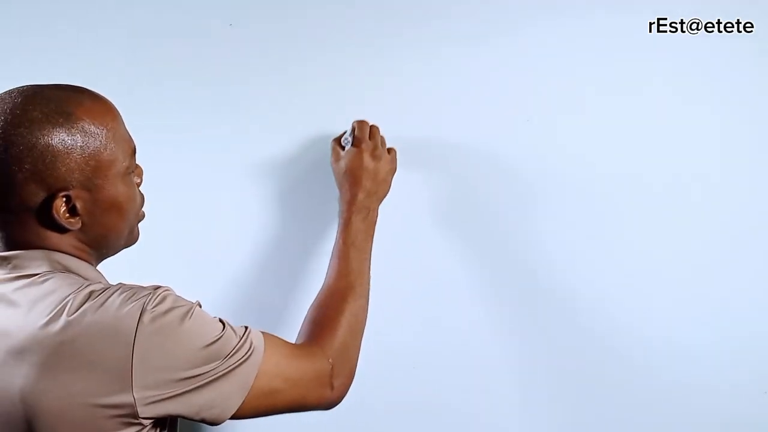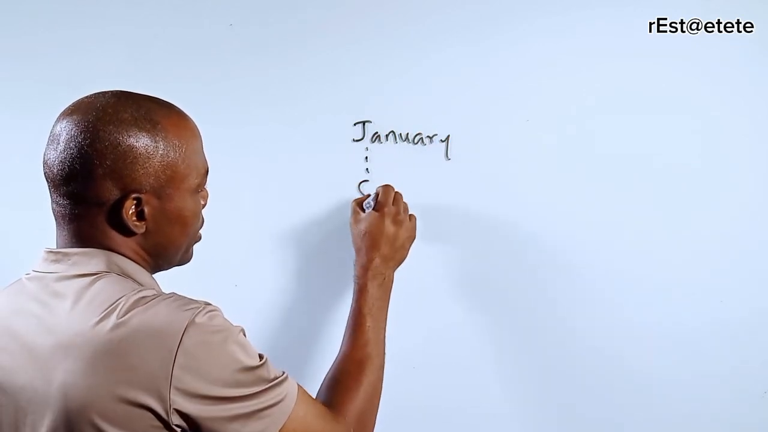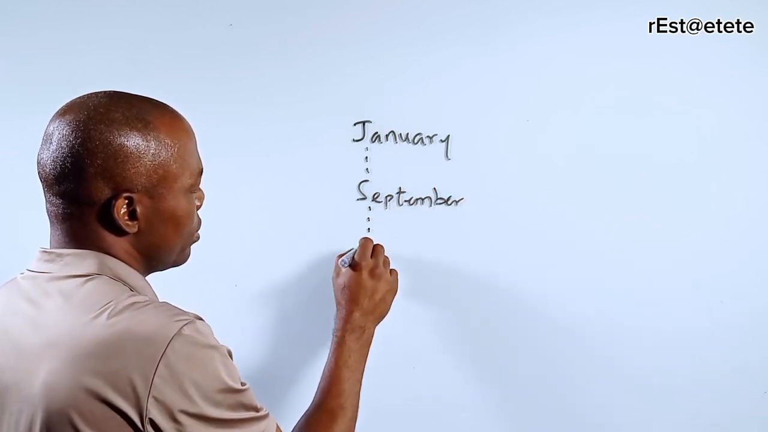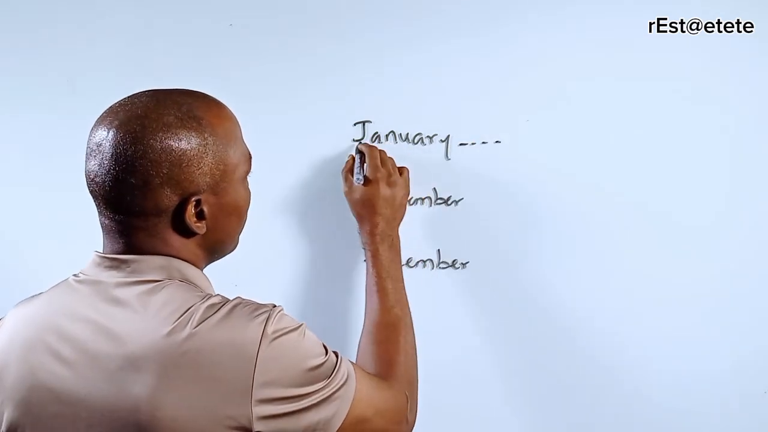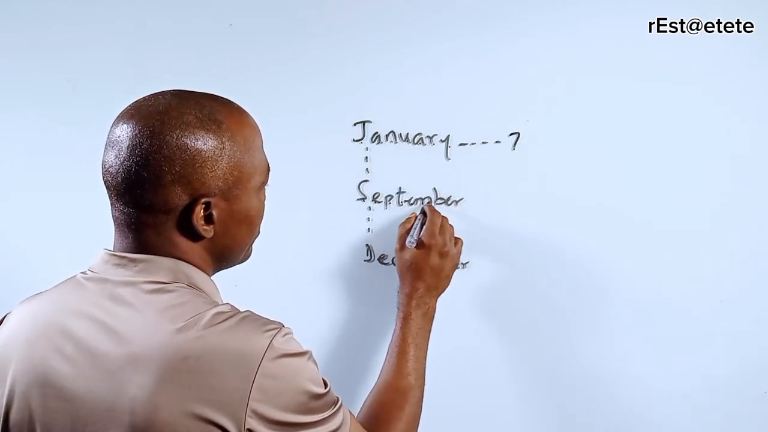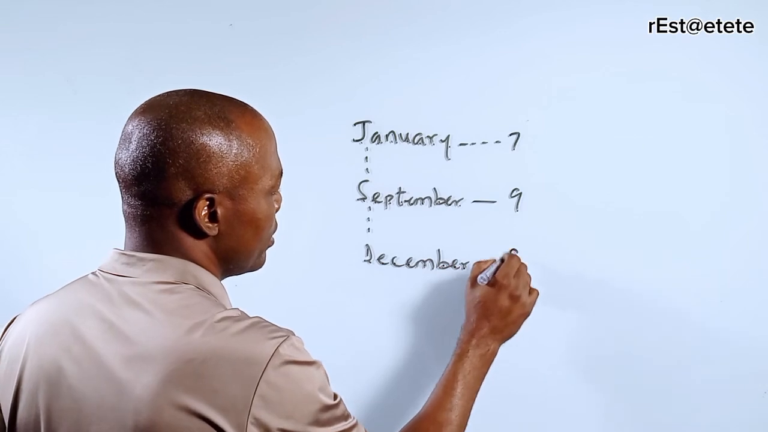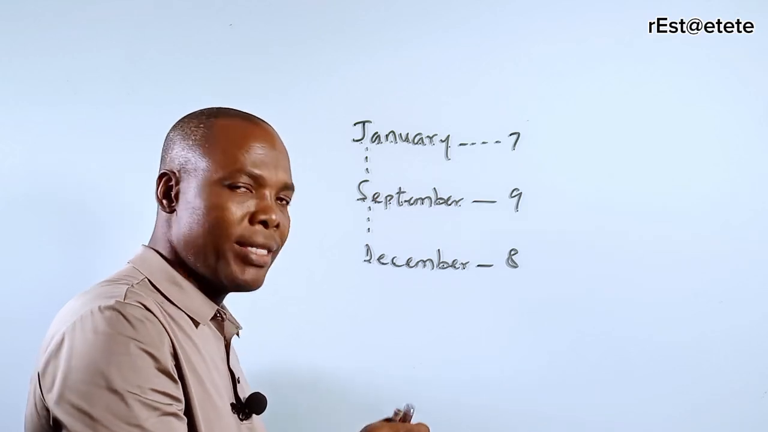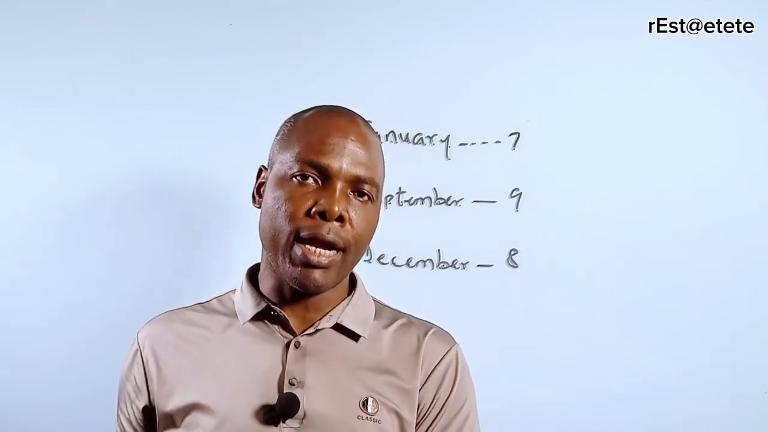Now, as a human being, what do you do? You are simply going to do January, then up to September, and you do to December. And then you count. 1, 2, 3, 4, 5, 6, 7. So this is 7. 1, 2, 3, 4, 5, 6, 7, 8, 9. So this one is 9. 1, 2, 3, 4, 5, 6, 7, 8. So this is 8. That is what you do for all the months, and then you check which of the numbers is the highest. That is how you determine the month with the longest number of characters.